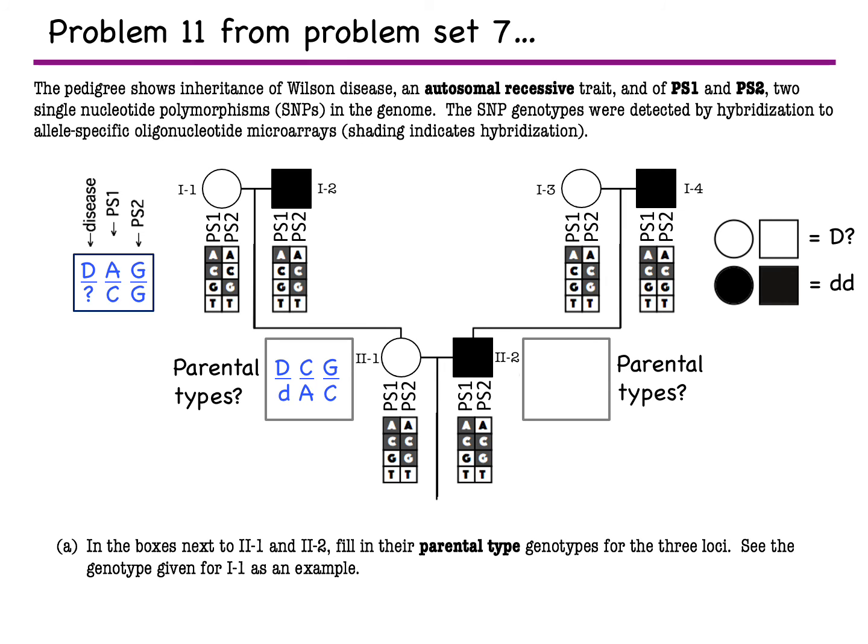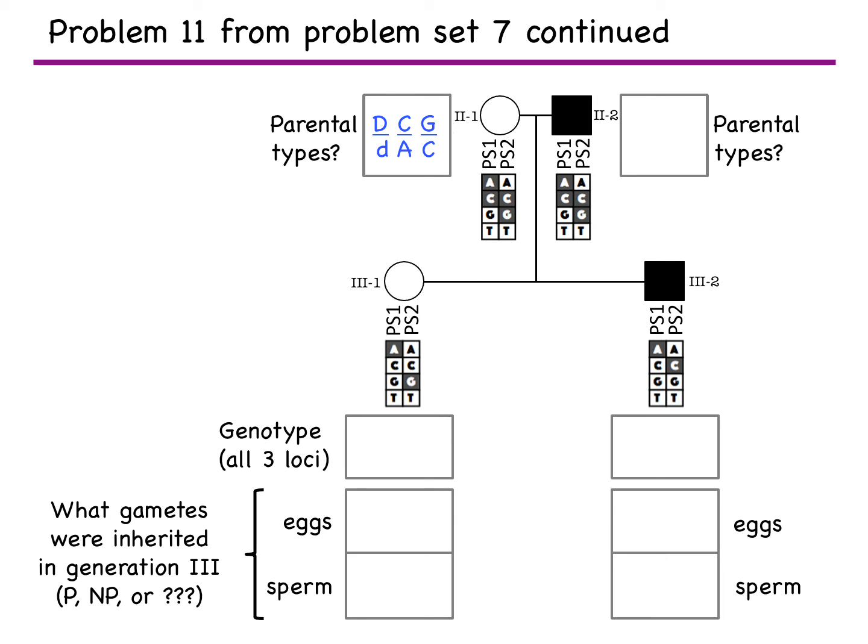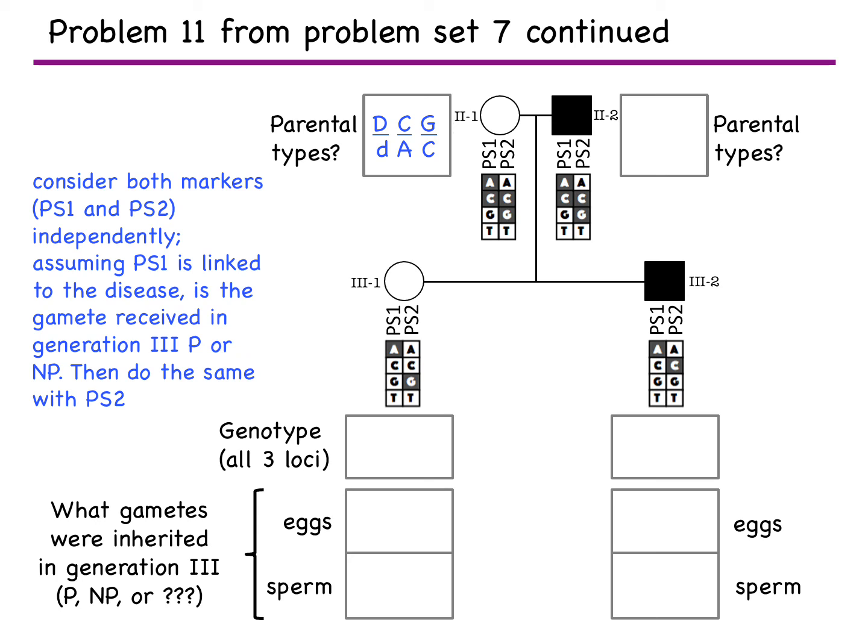In the next part of this, I'm just explaining what you need to do. I'm not going to do any more of this problem. You need to consider both markers independently because, as I said, these two polymorphic sites we're considering are just sites of variation in the genome. One may be linked to the disease trait, both may be linked, or maybe neither of them is linked. I just haven't given you any information, so you have to consider them independently from one another.